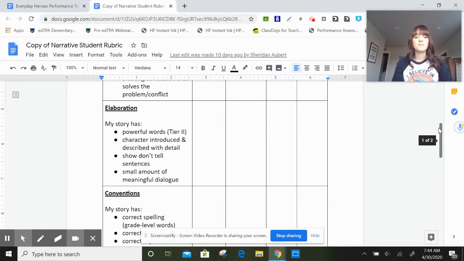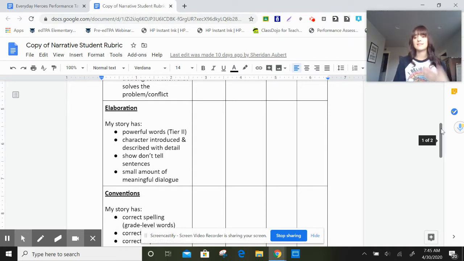So elaboration means you have powerful tier 2 words, strong vocabulary words. Your characters are introduced and described in detail. And you don't just tell something, you show something with descriptive words. And then you have small amounts of meaningful dialogue.